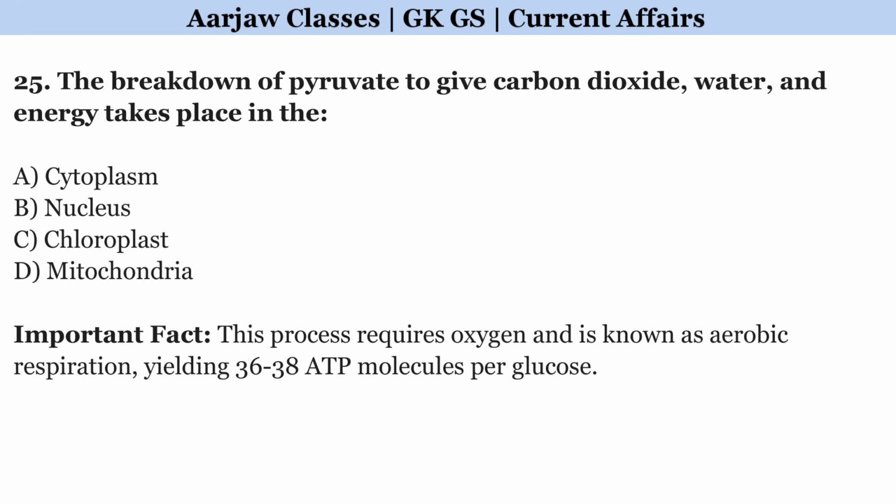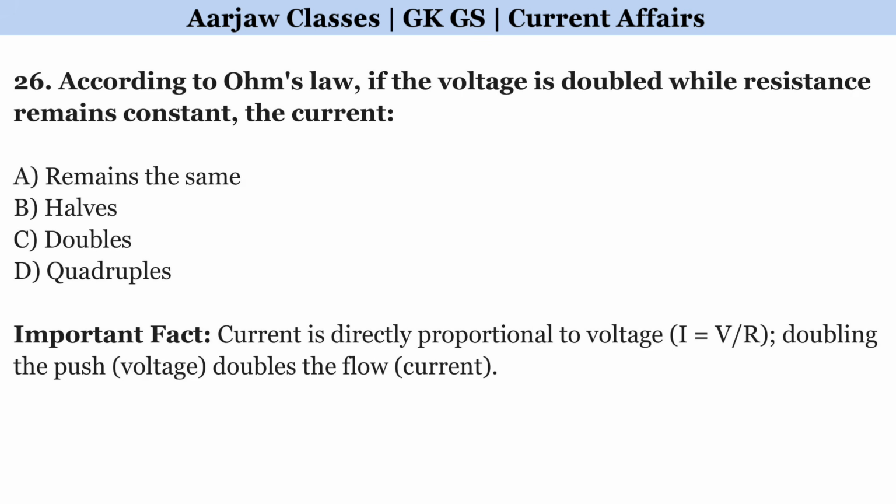The breakdown of pyruvate to give carbon dioxide, water and energy takes place in the. Correct option is D. Mitochondria. According to Ohm's law, if the voltage is doubled while resistance remains constant, the current? Correct option is C. Doubles.